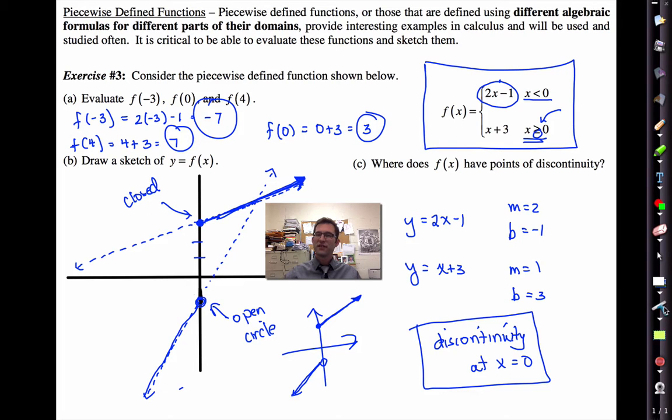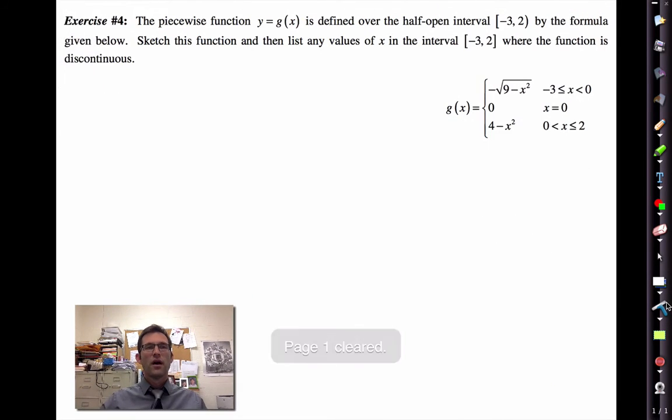All right, clearing out the text. All right, exercise number 4. The piecewise function y equals g of x is defined over the half interval. Actually, it's not a half interval. My apologies, I changed that to a full interval because I do have the 2 included by the formula given below. Sketch this function, so it's actually what's known as a closed interval. Sketch this function and then list any values of x in the interval -3 to 2 where the function is discontinuous. All right, well, this is a more complex piecewise function, and yet I still would like you to pause the video and see if you can sketch it for yourself. Okay?